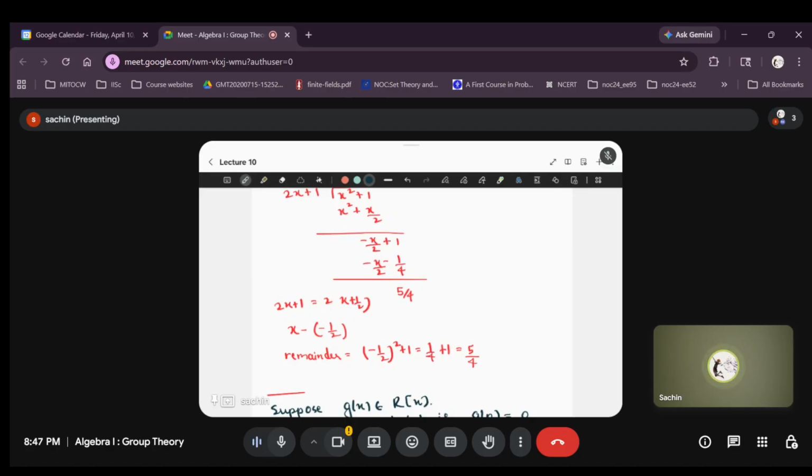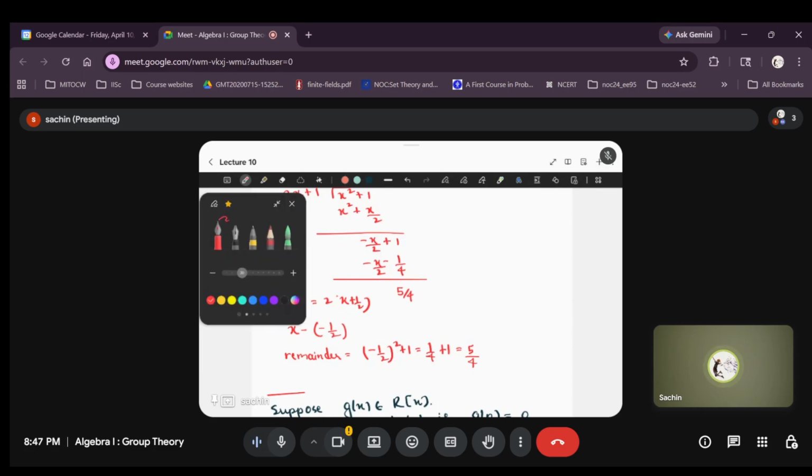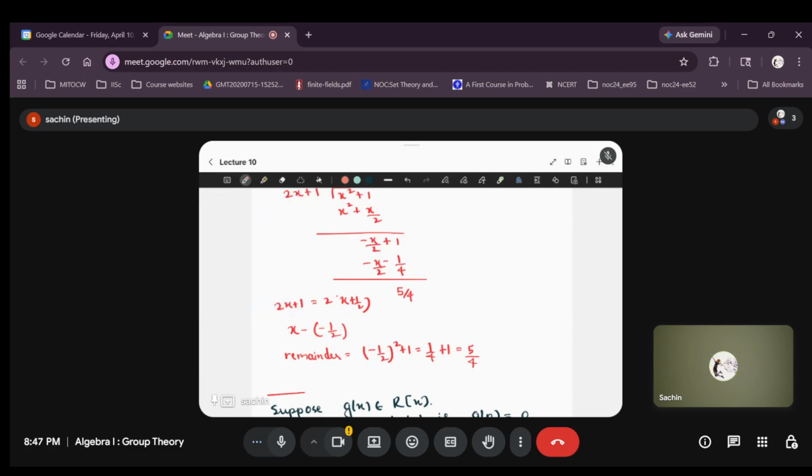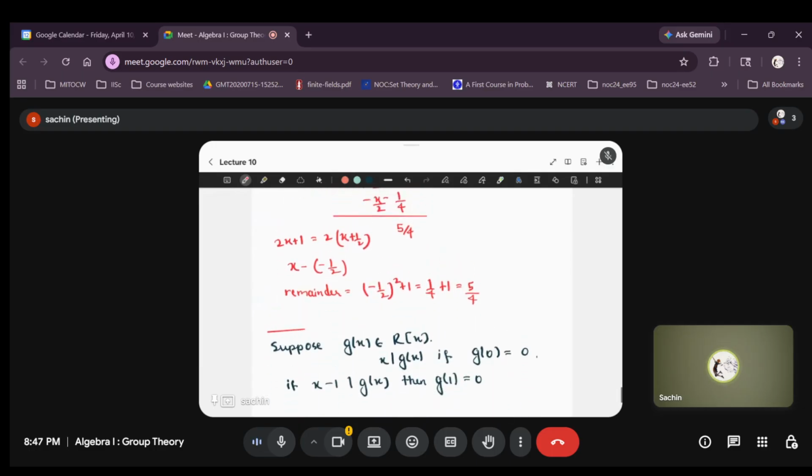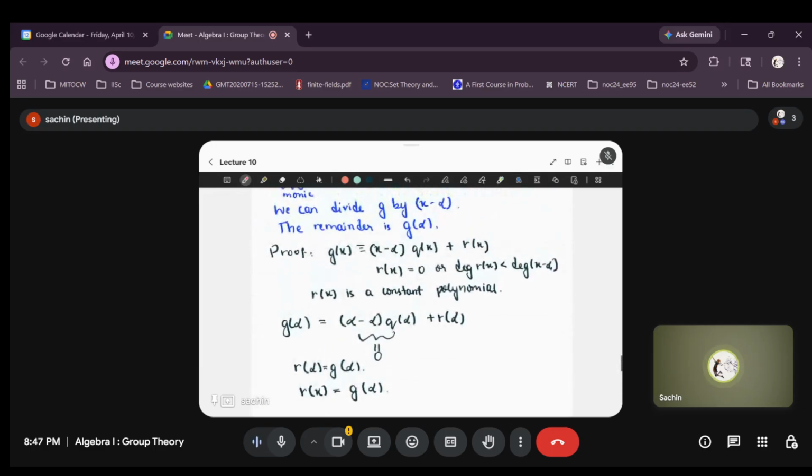Whereas in the integer case, other than 1, only the prime number itself is its factor. So there are small differences like that. Similar to how in the division algorithm, instead of r of x being between 0 and the divisor, here r of x is either 0 or the degree of r of x is between 0 and the degree of the divisor.